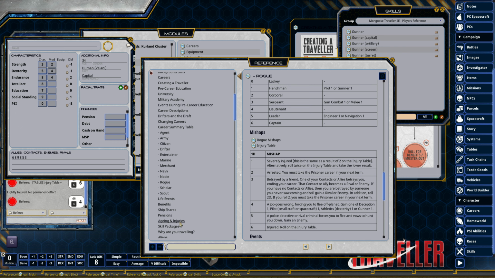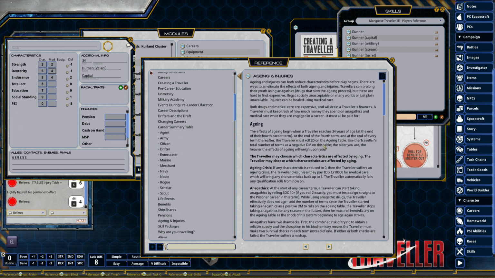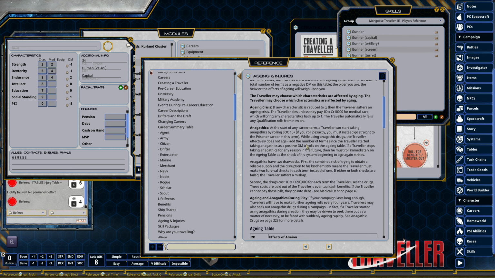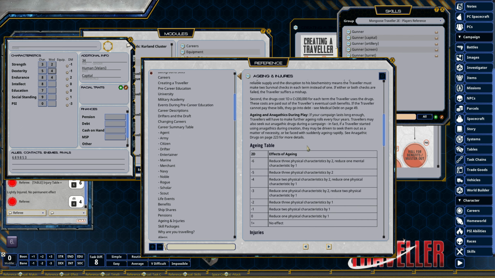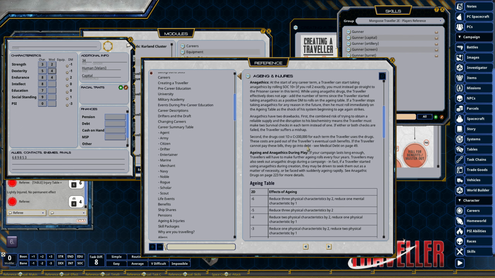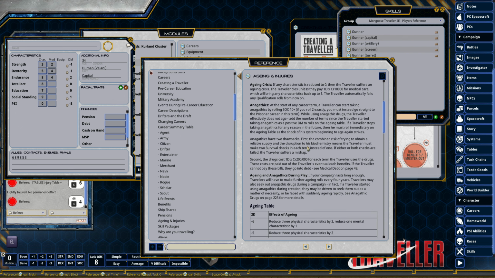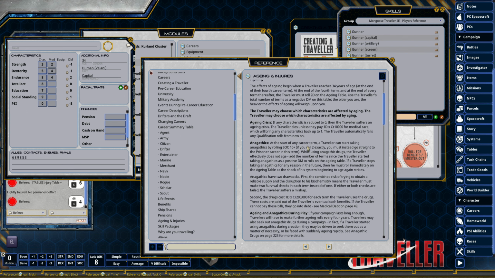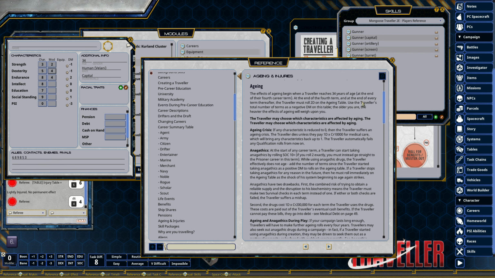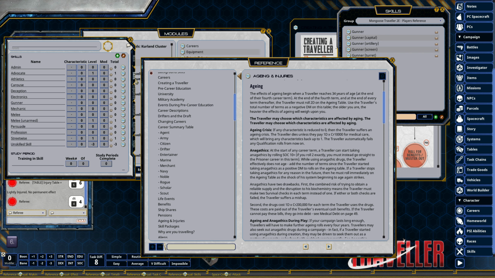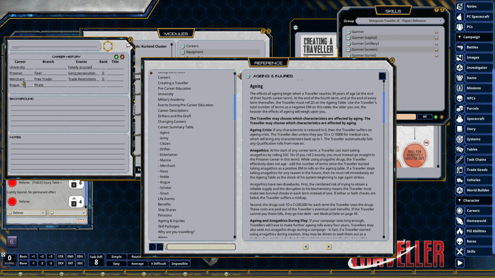All right, let's go to aging and injuries. So aging, I am 34, therefore I have to make an aging roll. What is the aging roll? Okay, at the end of the 4th term. Did I do my math right? 1, 2, 3, 4. Yep. At the end of the 4th term, I have to roll 2d6 and use the total number of terms as a negative. Okay, so a 2d6 minus 4.